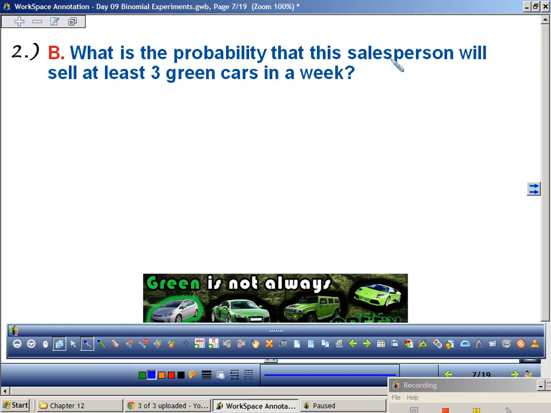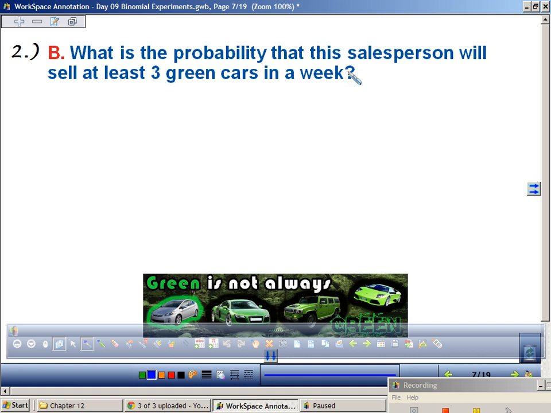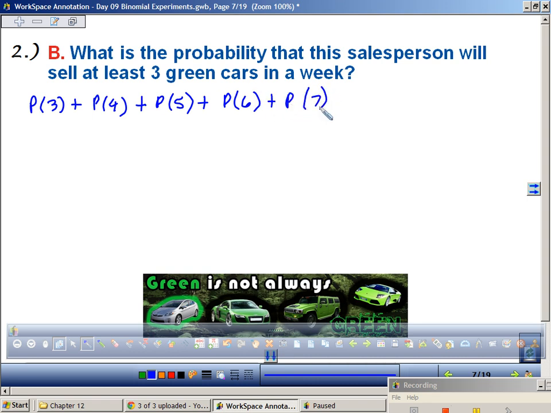What is the probability that this salesperson will sell at least 3 green cars in a week? Probability of 3 plus probability of 4 plus probability of 5 plus probability of 6 plus probability of 7. What's an easier way to do this? 1 minus probability of 0 minus probability of 1 minus probability of 2.